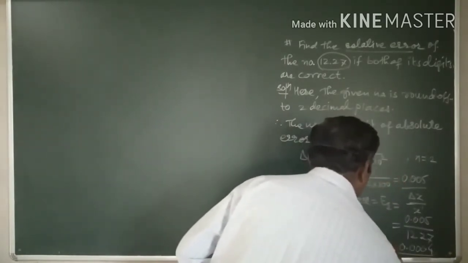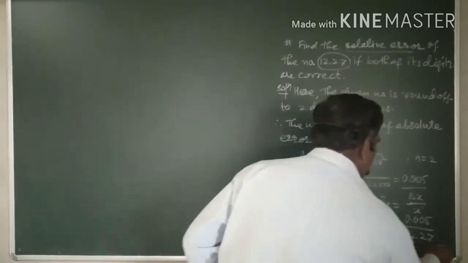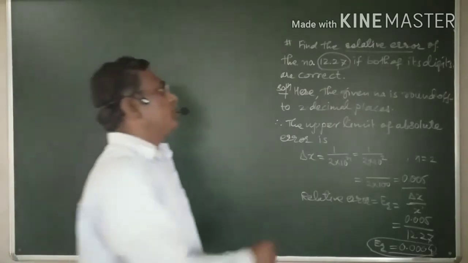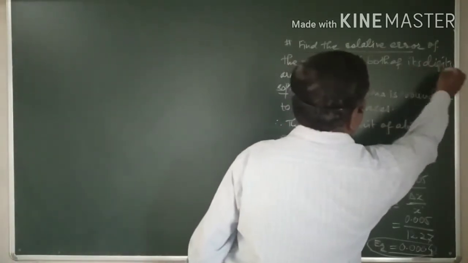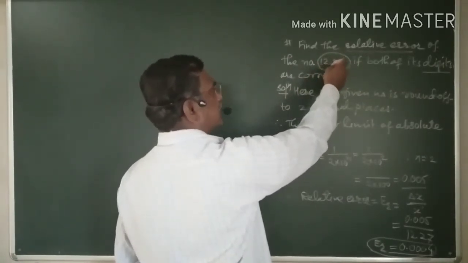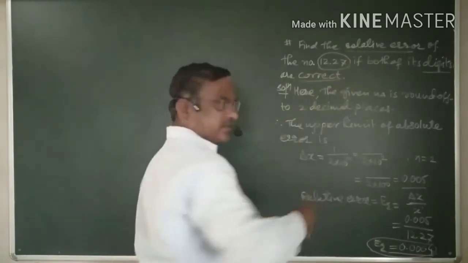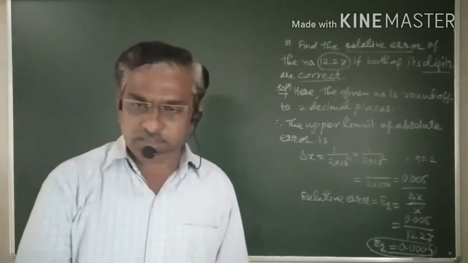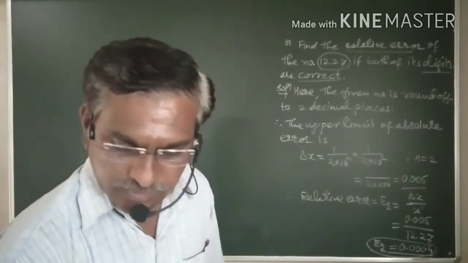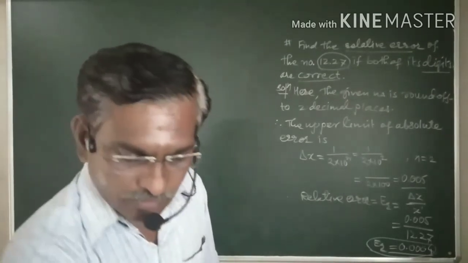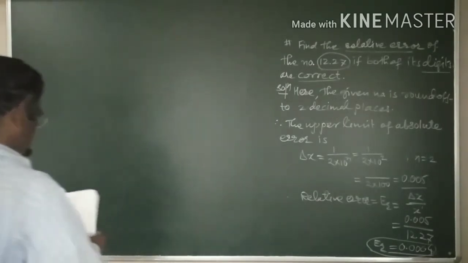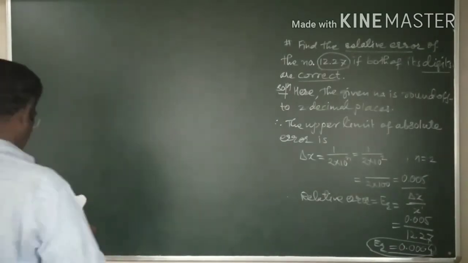This is the answer for this problem: the relative error of the number 12.27, if all of its digits, 1, 2, 2 and 7, are correct. There is no error in the digits, and therefore we have obtained the relative error in the given number.